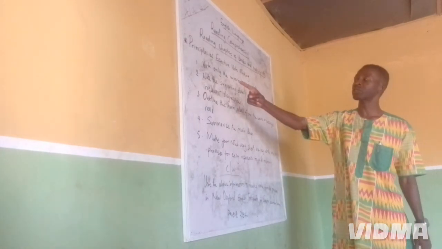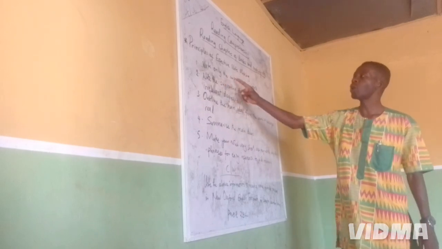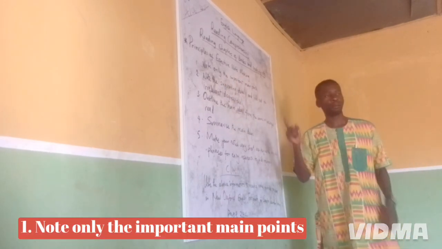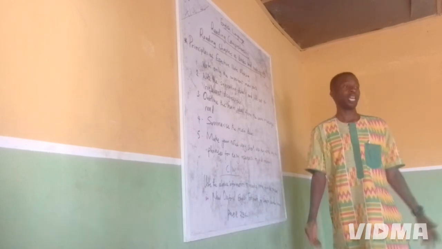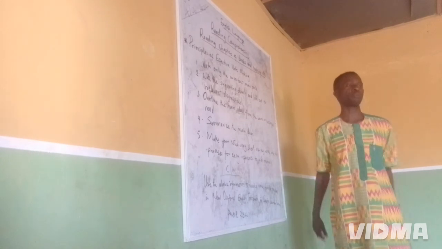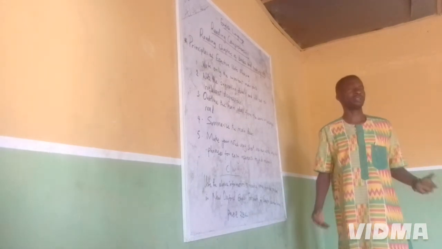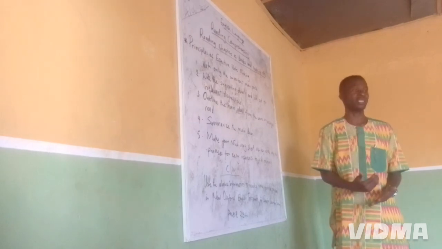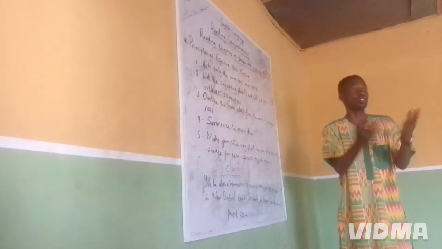Number one principle of effective note making is note only the important main points. If for instance you are reading a comprehension and you are asked to make your own note from that comprehension, what do you do? You go for the important point. It's not that you are going to write everything from the comprehension or everything a lecturer is actually teaching.